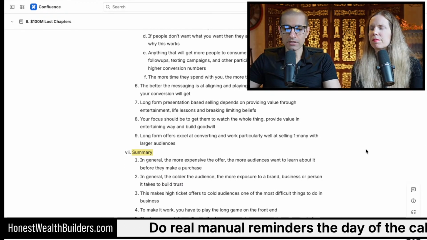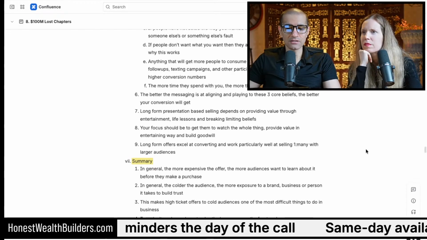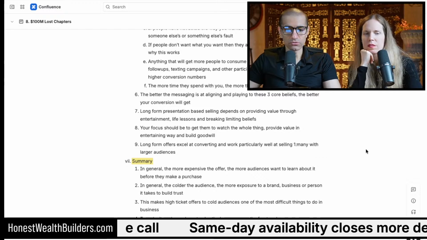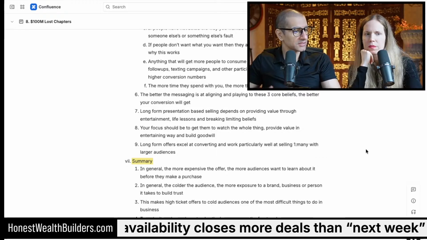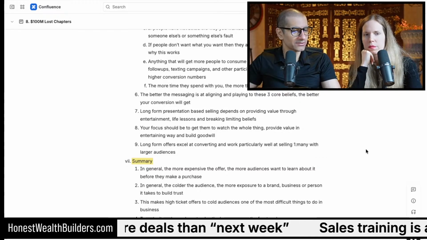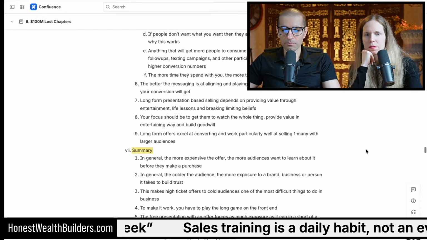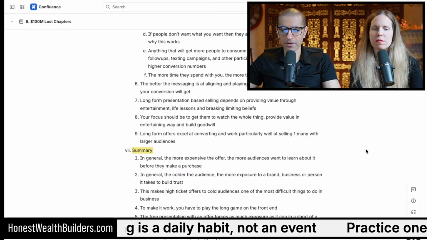The better the messaging is at aligning and playing to these. Oh, that's the reason why, Harpreet, in case you were wondering, that's why you do the live streams and stuff. It's not like they'll watch one live stream and buy. They'll watch multiple and think, okay, I trust him, and they'll spend more. The better the messaging is at aligning and playing to these three core beliefs, the better your conversion will be.